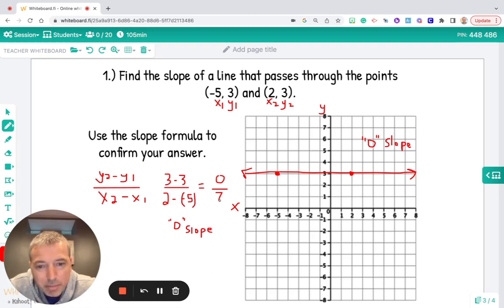Okay, so if that 0 is on the bottom, when you type that in your calculator, you're going to get an error message. So when that 0 is at the bottom, that's an undefined slope, right? If that 0 is on the top, that's a 0 slope.